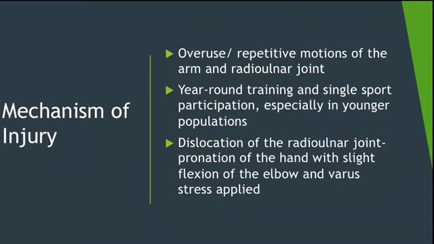The annular ligament is typically injured due to repetitive motions of the forearm and radial ulnar joint. Athletes participating in year-round training of the same sport are especially prone to annular ligament injury if they are constantly using the elbow joint. Dislocation of the radial ulnar joint may also damage the annular ligament when the radial head is displaced and pushes against the ligament.